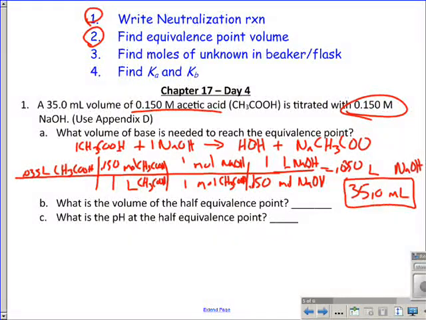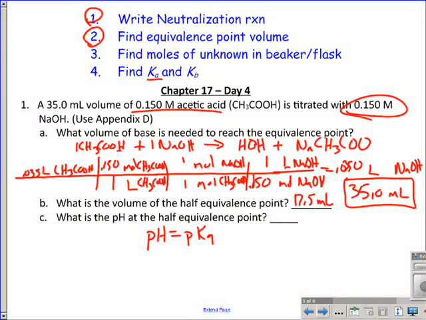That's my equivalence point. Now, what's the volume at the half equivalence point? Well, I'm halfway to the equivalence point. So half of 35.0 is a pretty straightforward calculation: 17.5 milliliters. Now, what's the pH at the half equivalence point? The special thing about the half equivalence point is that your pH equals your pKa. So here's where knowing the Ka of my acid would be really useful.